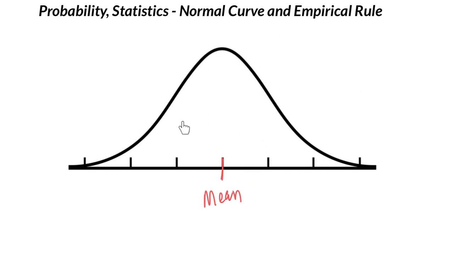And my example was heights. Most people are approximately the average height. And as I go really, really tall, I have less people. And as I go really, really short, I have less people. So it follows this general curve.